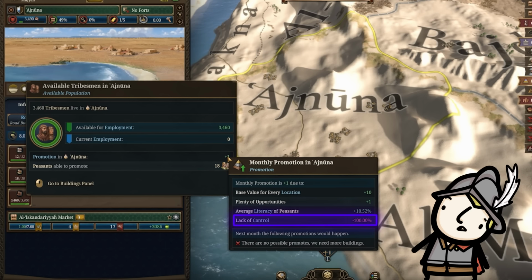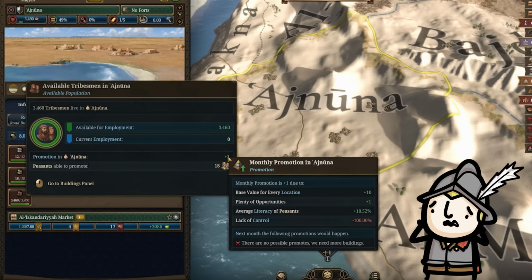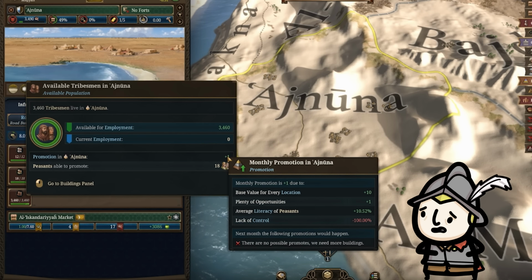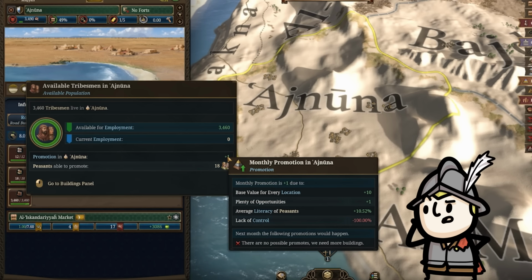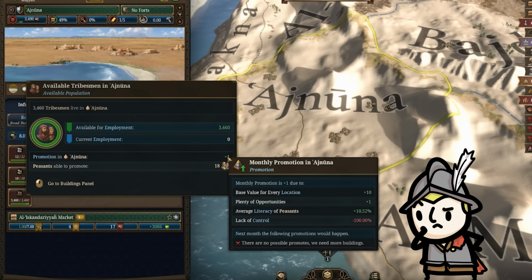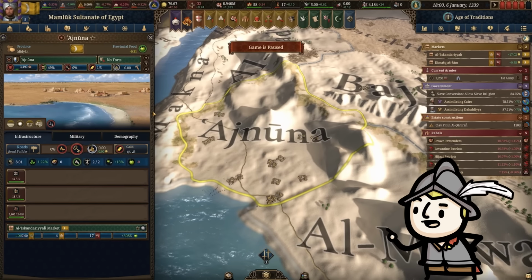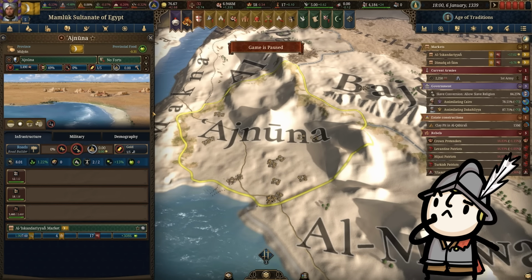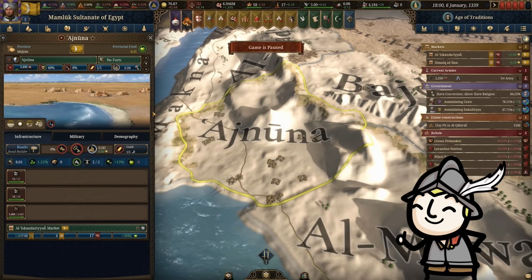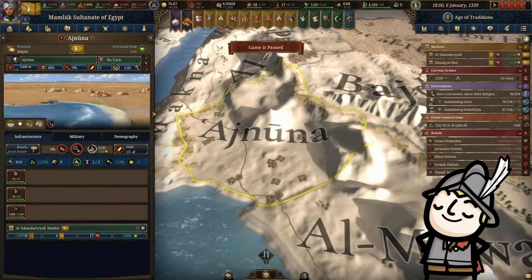You can see that we found ourselves in a negative feedback loop. Lack of control is destroying promotion speed. The lack of promotions is preventing us from getting a working bailiff, which will increase control and thus increase promotion speed. So while it's a great idea, in this case, it would be for naught. So we need to find other ways to attempt to increase control in this location.